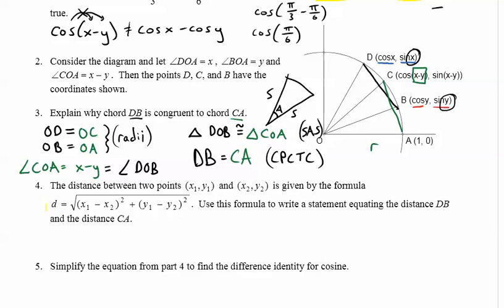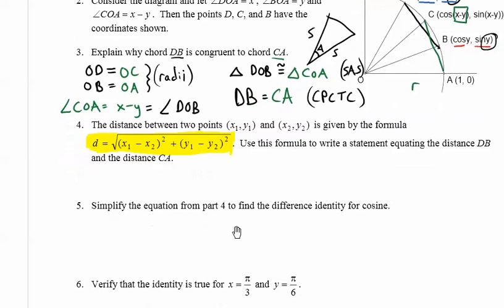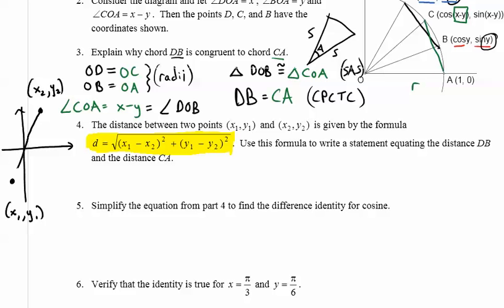So the distance formula actually comes from the Pythagorean theorem. Let me show you a little bit about what this formula is. What this formula does is it takes any two coordinates on the coordinate plane. They can be anywhere. Let's say (x1, y1) and (x2, y2). And this formula helps you to find out the length between these two points.